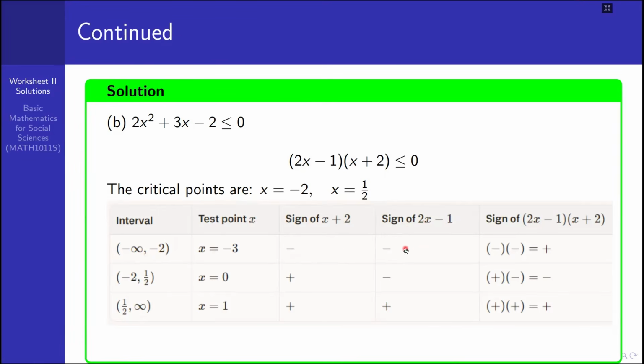Within negative infinity to -2, both are negative, so negative times negative will be positive. Similarly, within the interval from -2 to positive 1/2, x plus 2 is positive but 2x minus 1 is negative, so positive times negative, this product will be negative. The last one, from 1/2 to positive infinity, both are positive, so positive times positive is positive.